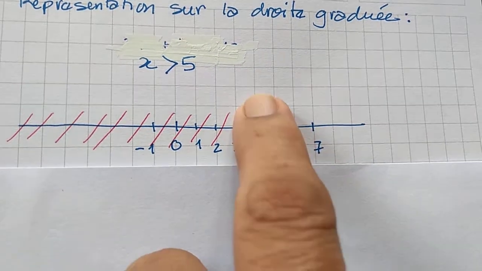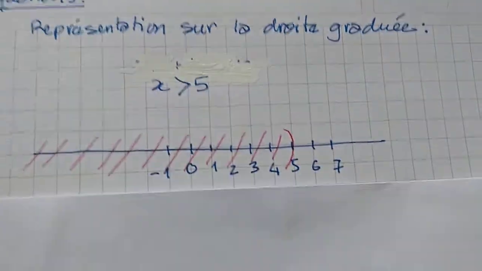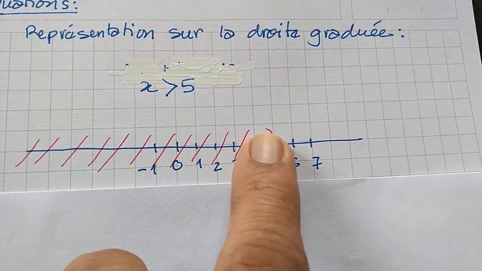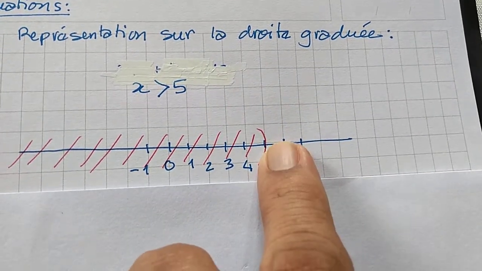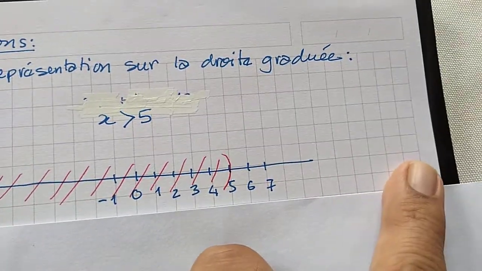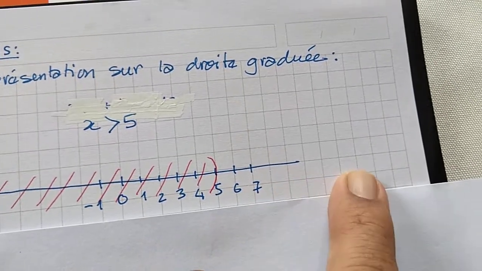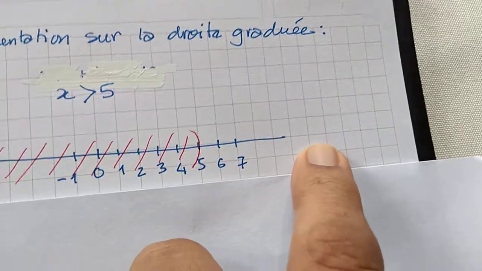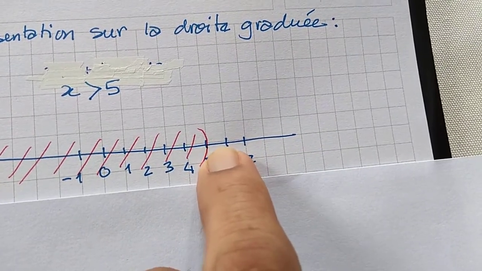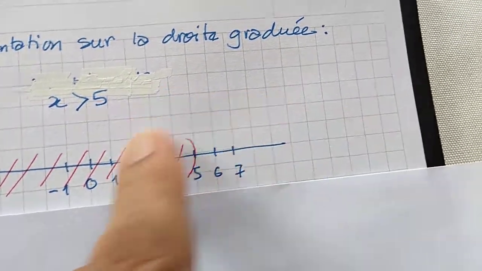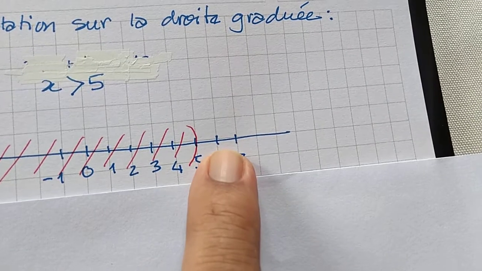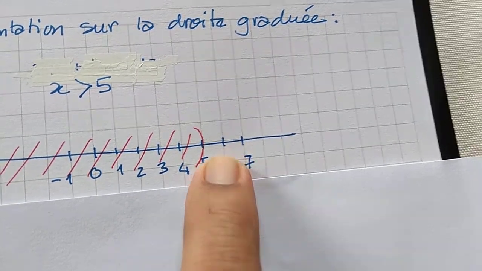So these numbers I have hashed out in red, which means that these are not the solution. Any number which is not hashed out is the solution. So 6 is a solution, 7 is a solution, 8 is a solution, 10 million is a solution, 55 is a solution, 5.1 is a solution, because these are not hatched out. Yeah, that's the correct word.